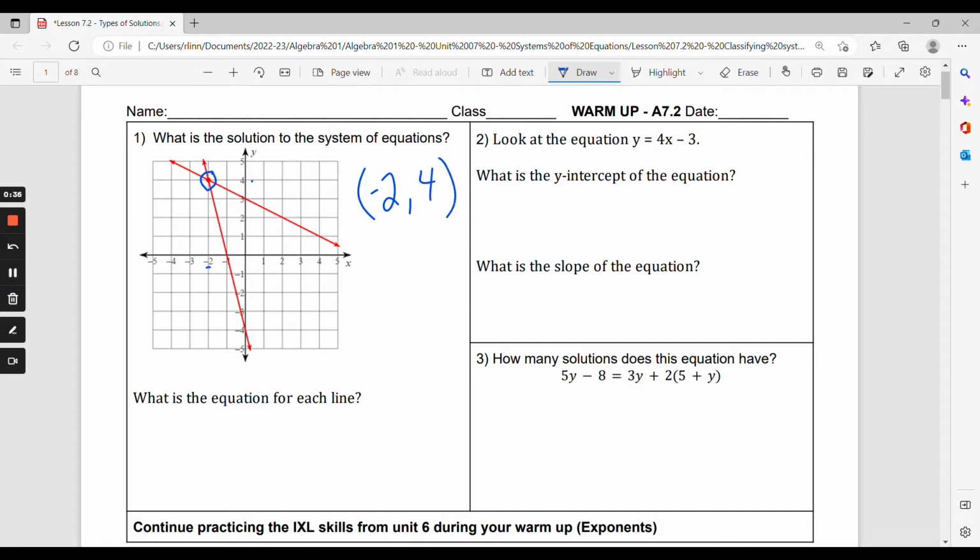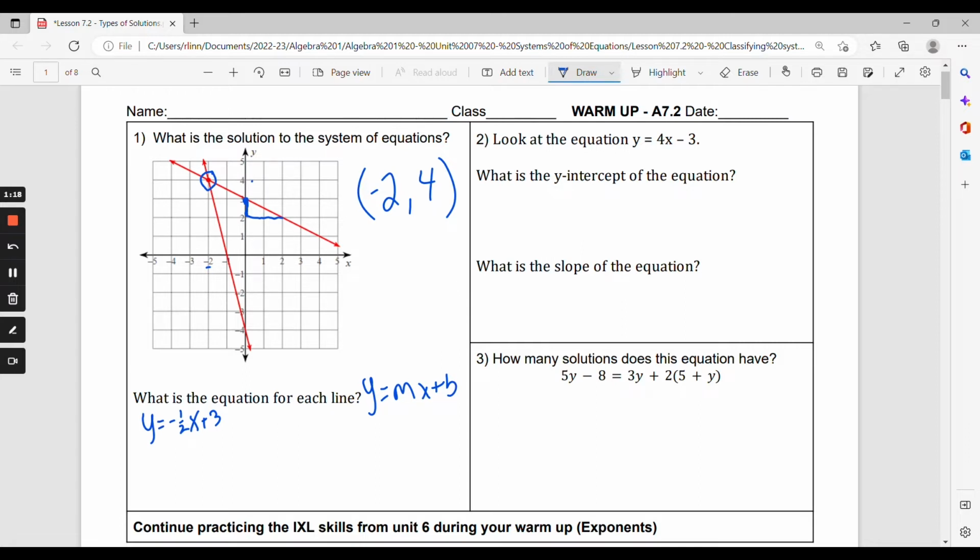Now the second thing is asking me what the equation is for each line. So I know that if I'm writing equations for straight lines, I'm going to use y equals mx plus b, where b is my y-intercept. So I'm going to start there. I'm going to find the y-intercept of my first line is 3. So I'm going to have plus 3. And then the next thing I need to do is find my slope. And I can see that my slope is negative because it points down. And then I'm going to go down 1, that's my rise, and my run is 1, 2. So my slope is -1/2. y equals -1/2 x plus 3.